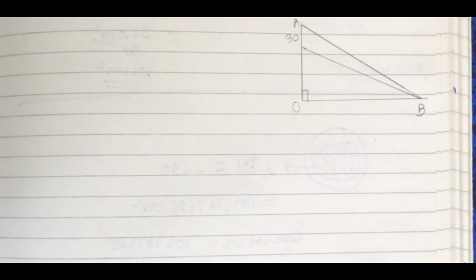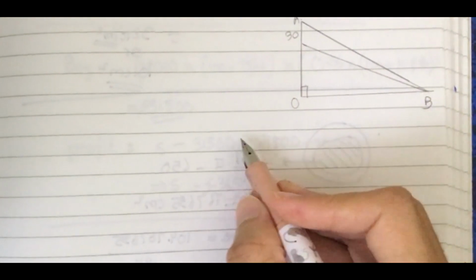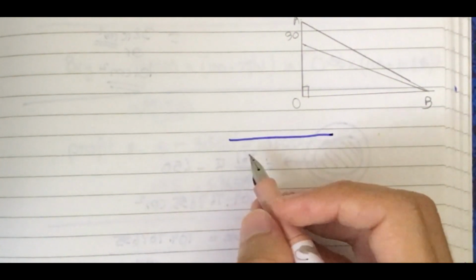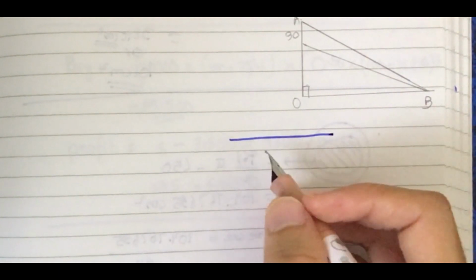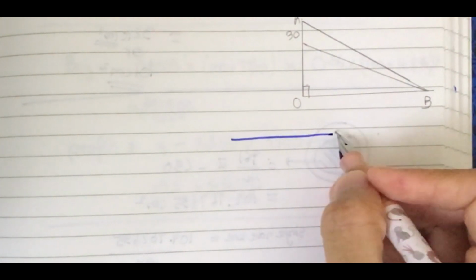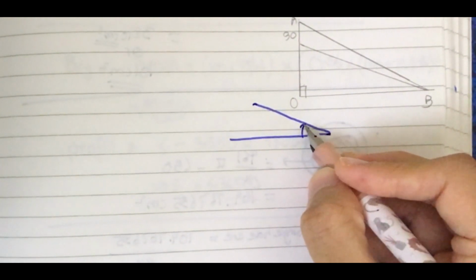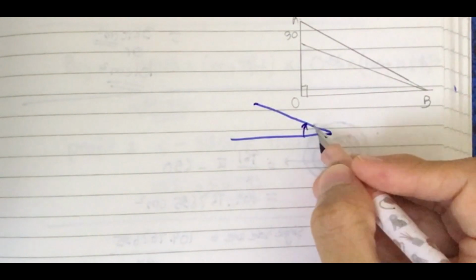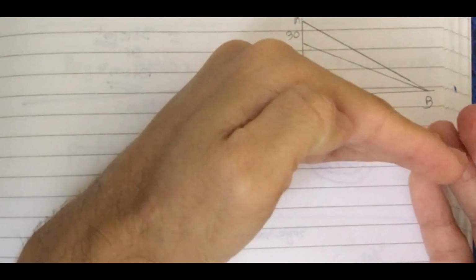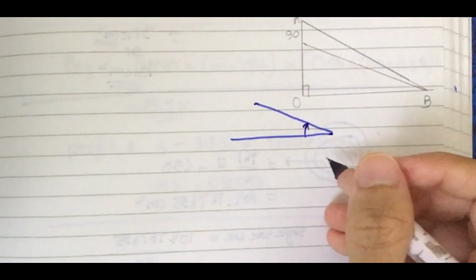Okay, so we need to know what the angle of elevation actually is. Angle of elevation can only occur from the horizontal line, and it should be going upwards. For example, this is my horizontal, and this is my angle right here. The angle of elevation is the angle going up, like this, and then it starts going up. So basically this is your angle of elevation.